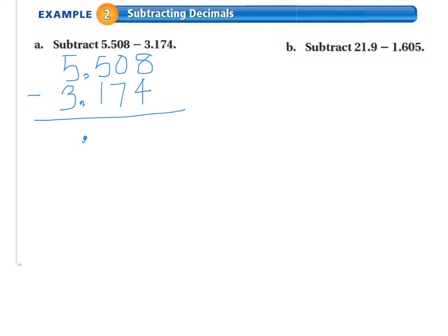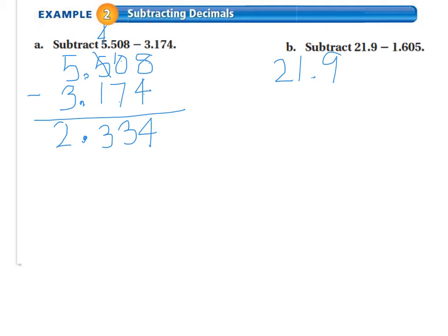So here I have tenths, hundredths, thousandths is what this place value is, the thousandths place. 8 minus 4 is 4. 0 minus 7 requires me to regroup, so I need to go over to the tenths place and regroup there. 10 minus 7 is 3, and 4 minus 1 is 3. 5 minus 3 is 2. 5.508 minus 3.174 equals 2.334.